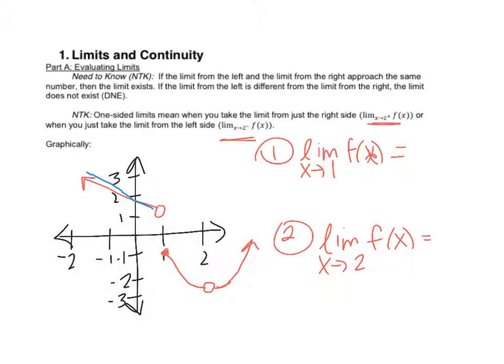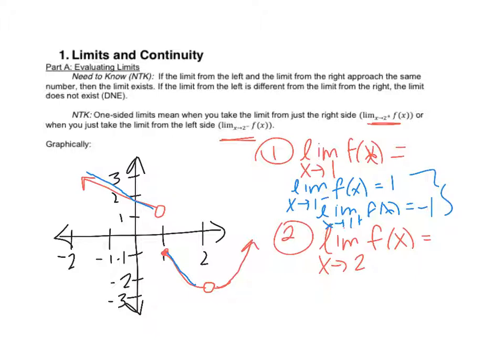So the limit as x approaches 1 from the left of f of x is going to be 1. And the limit as x approaches 1 from the right, sorry it's a little sloppy, as I approach 1 from the right is negative 1. So since the limits are not the same from the right and left, this limit does not exist. DNE, does not exist.